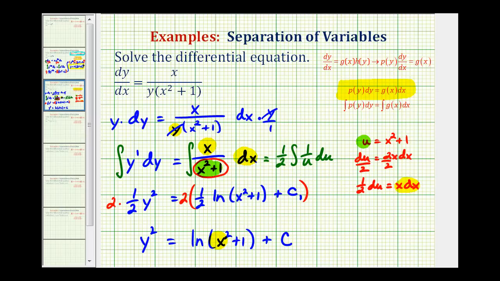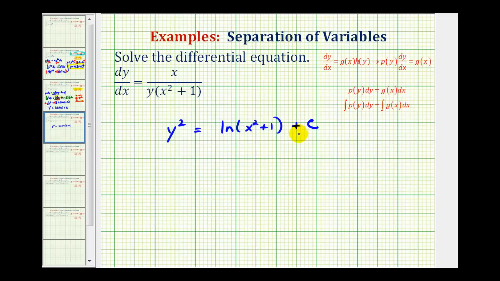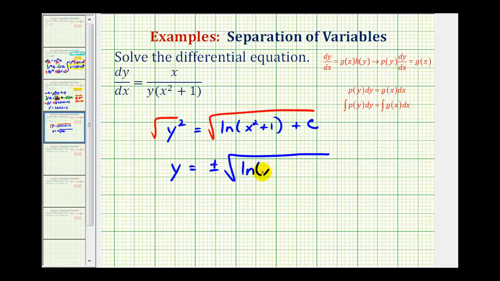And now for the last step, we'll square root both sides of the equation. When we do this, remember, y could be positive or negative. So if we take the square root of both sides of the equation, we're going to have y equals plus or minus the square root of natural log of the quantity x squared plus 1 plus some constant.